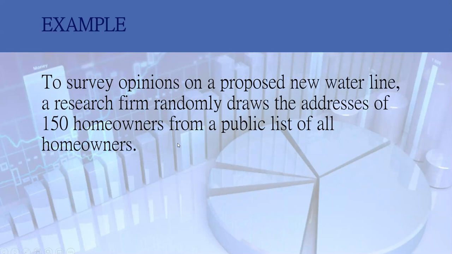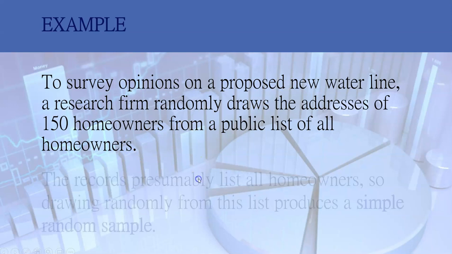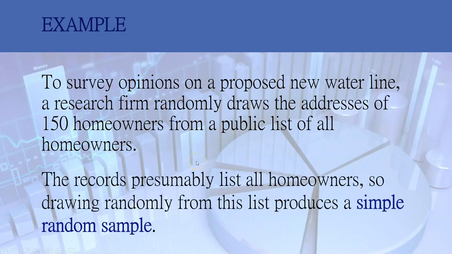To survey opinions on a proposed new water line, a research firm randomly draws the addresses of 150 homeowners from a public list of all homeowners. So in this case, since all homeowners are readily available and we're picking from that, this would become a simple random sampling because every person in the population that you're interested in, which is all homeowners, had an equal chance of being selected.